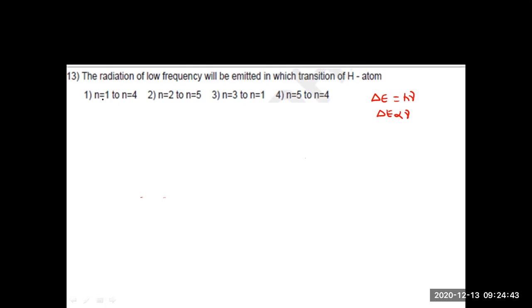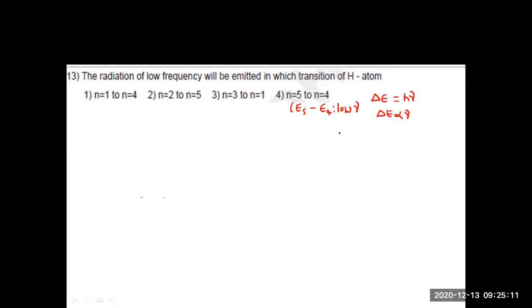You can see here, this is n=1 to n=4. So it should be E4 minus E1. So difference is more. This is E5 minus E2. This is E3 minus E1. Whereas this is only one difference. This corresponds to energy of 5th energy level minus 4th energy level. So difference is very less here. So this corresponds to low frequency, low energy radiation emitted.